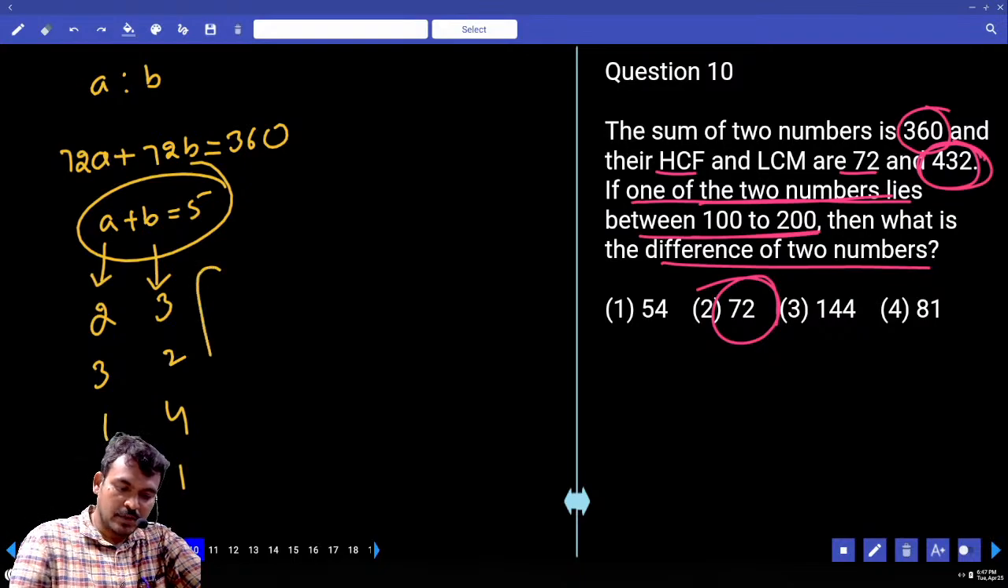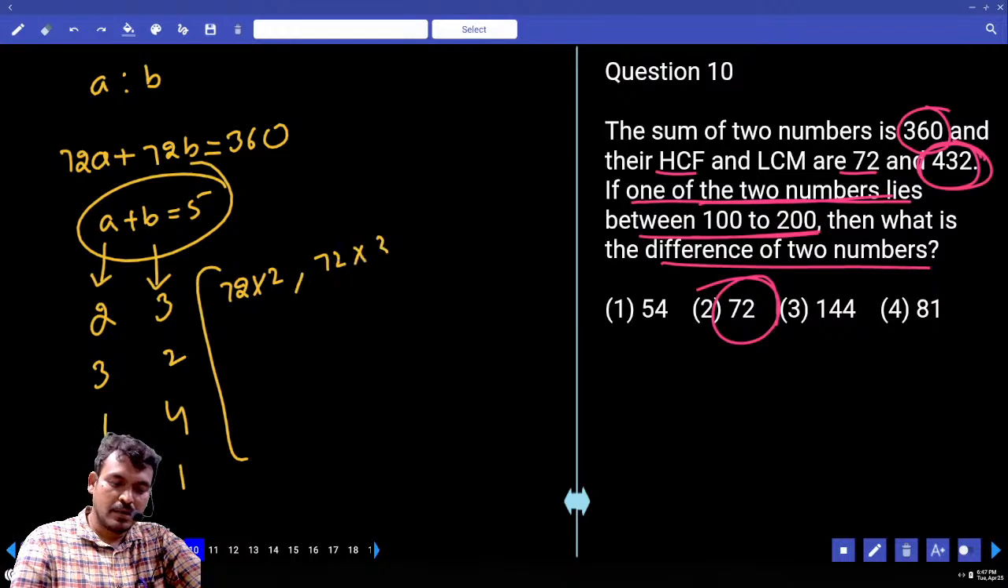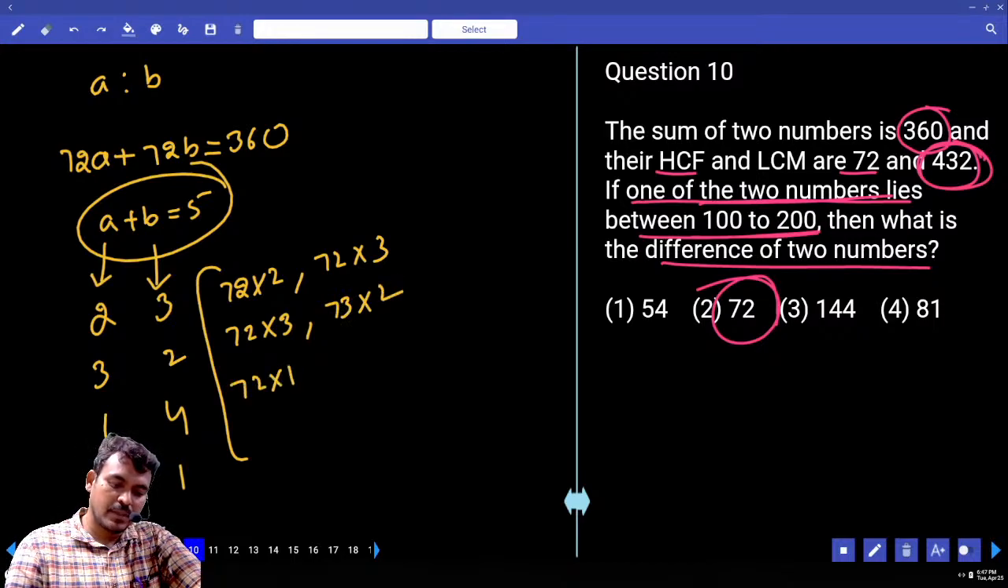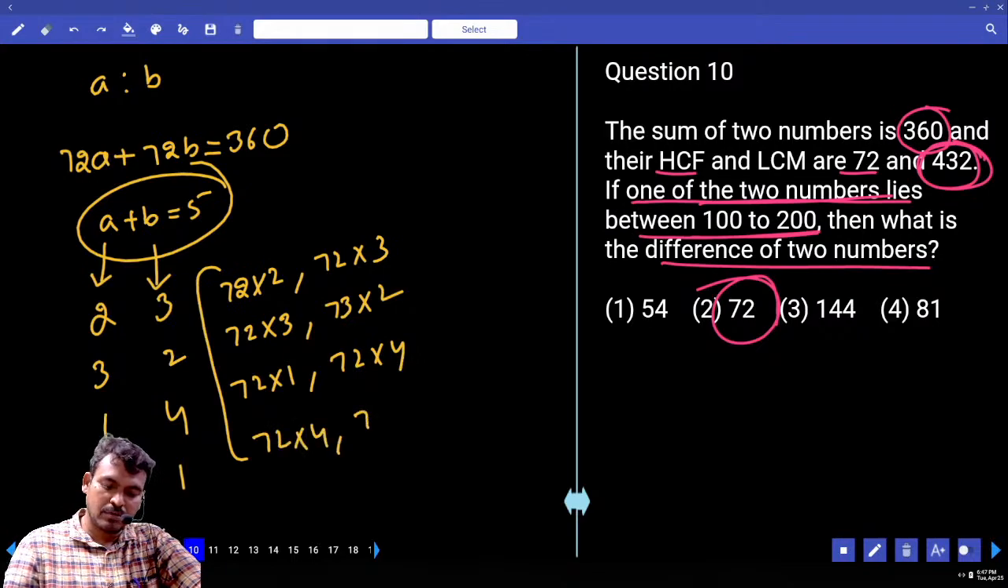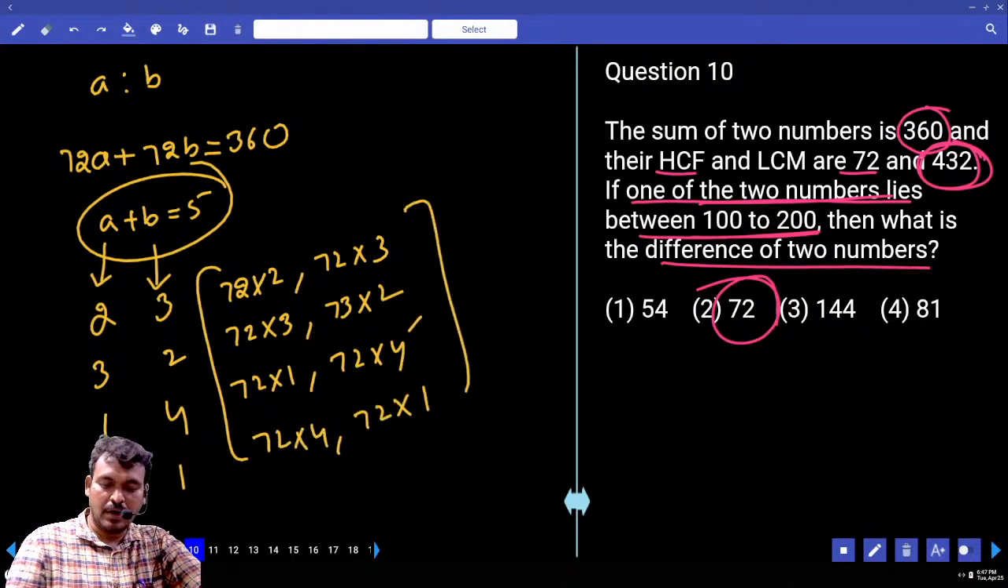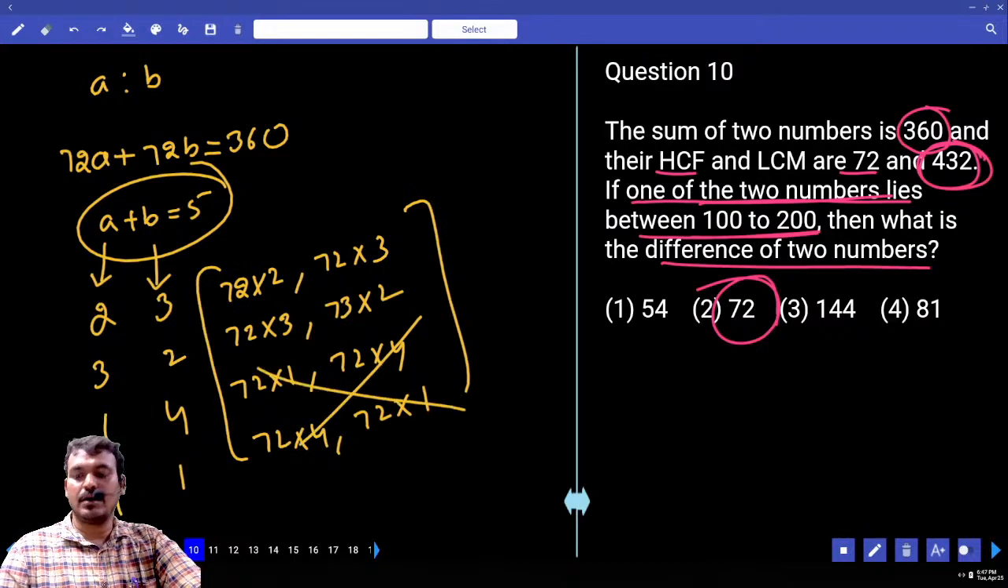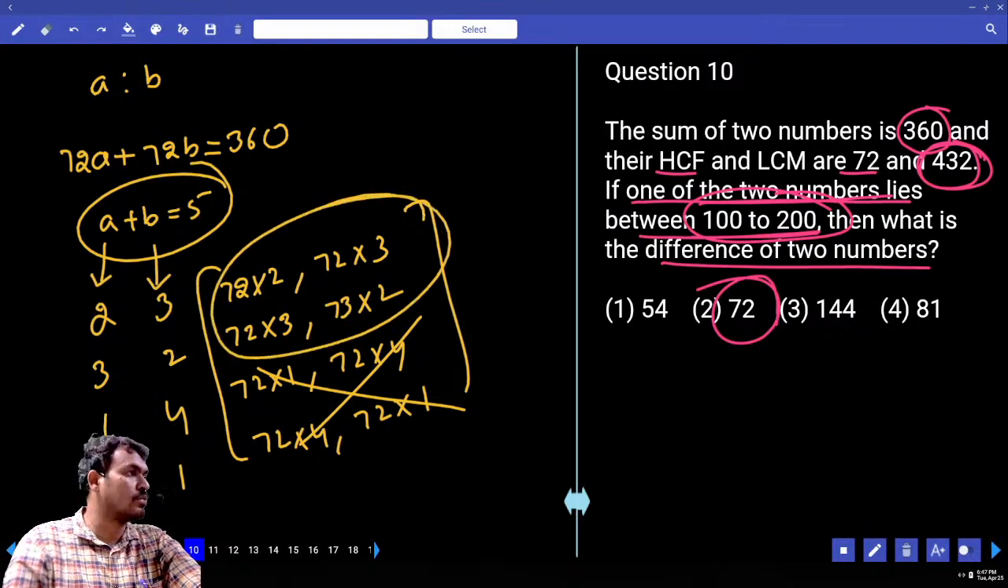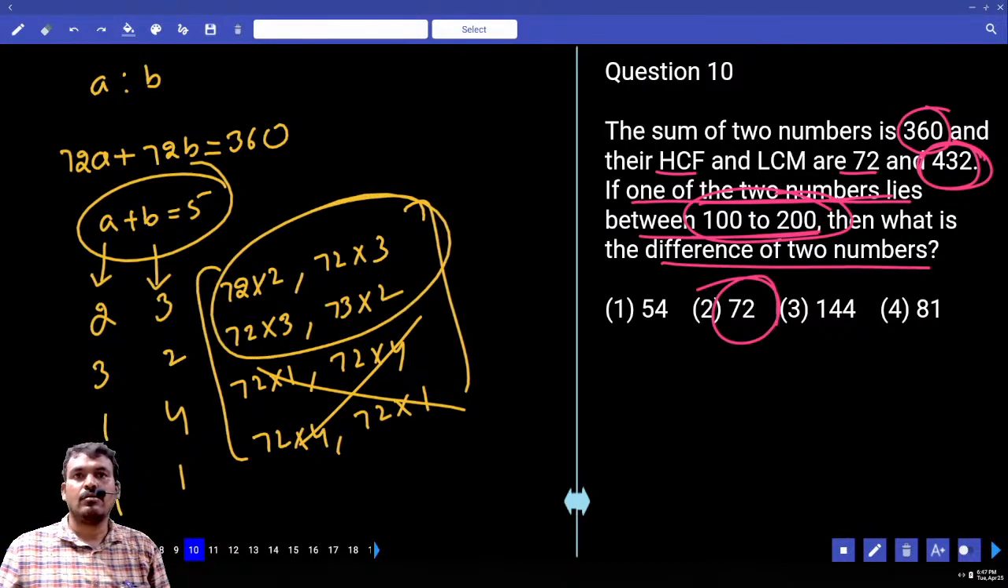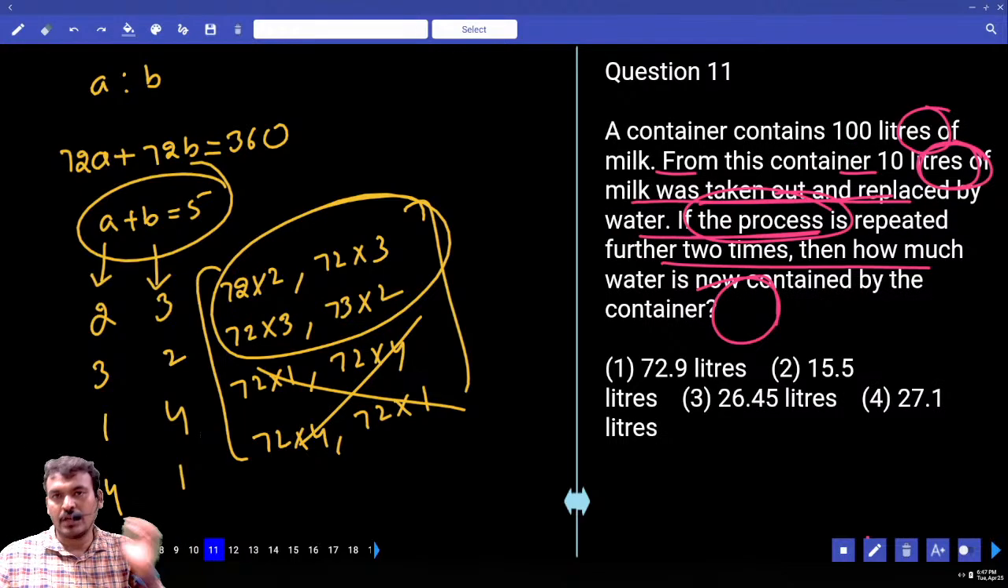Okay, then first one 72 twos, 72 threes. Second one 72 threes, 72 twos. Next 72 ones, 72 fours. 72 four times, 72 one time. Last two are not possible because one of the numbers must be in between 100 to 200. Then possibility only first two cases. Okay, what is the answer? 72.